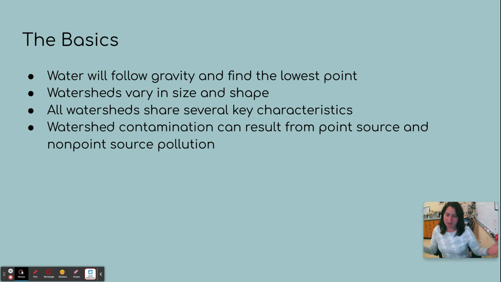But you can talk much larger, of course, right? The American River is a much larger watershed. So all watersheds share several key characteristics, and we'll talk about those in just a second. And then watershed contamination can come from point source or from non-point source pollution. A point source pollution is maybe from a single source, could be like a dam or a mine, something like that. Non-point source pollution tends to come from a larger area. So it could be oil washing off of roads, things like that.